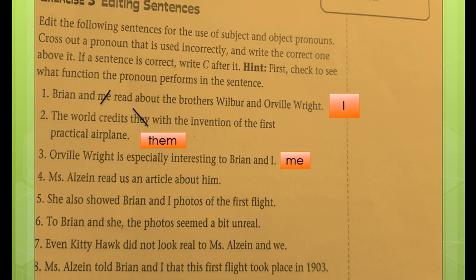And what is him? It's part of the prepositional phrase. So the answer here, yes, it's correct. Number 4, it's done. Number 5: She also showed Brian and I. Are you sure? No, it's not I at all, because this comes as an object pronoun. So the correct answer here is me. We have to cross out I and write me instead.